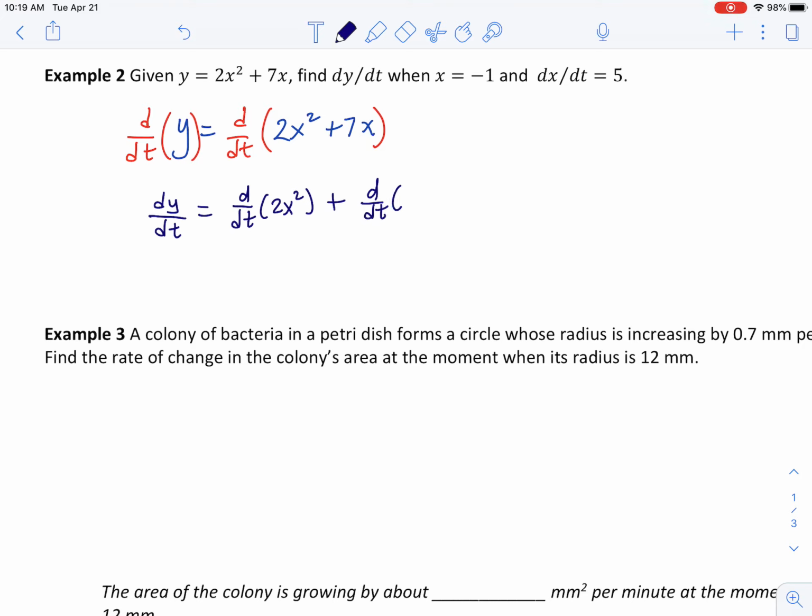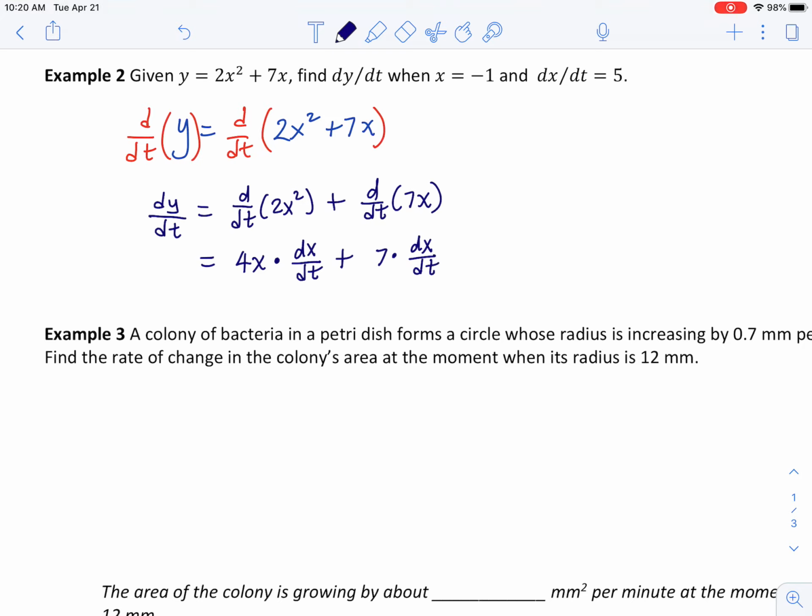On the right side, we have a sum. I'm just going to go ahead and separate these: d/dt of 2x squared plus d/dt of 7x. Are you ready to do implicit differentiation with me? All right, so the first one, we're going to get 4x to the first power times what? dx/dt. Plus the second one.